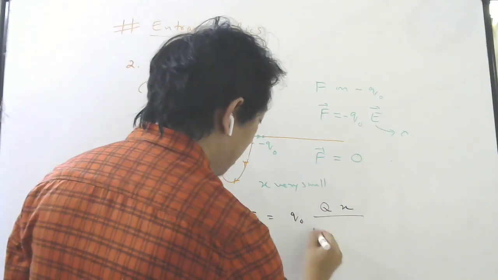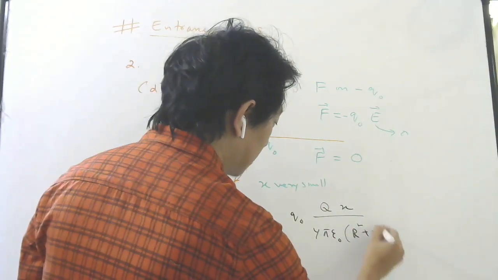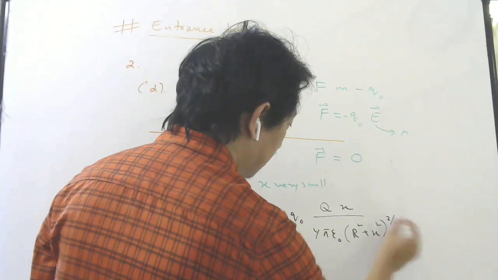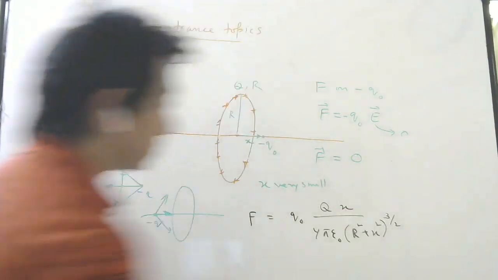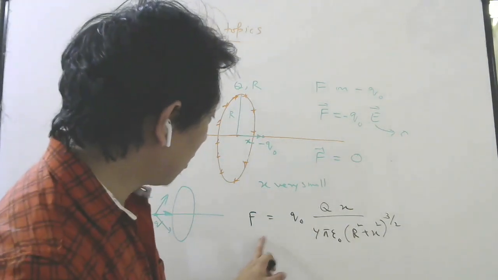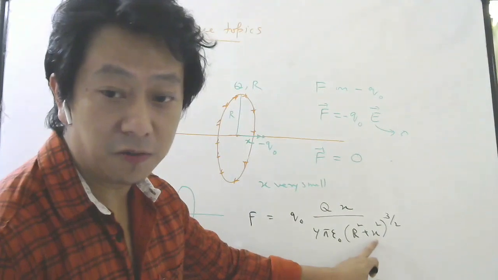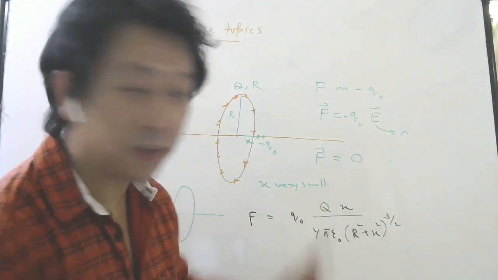Qx divided by 4 pi epsilon naught (r square plus x square) power 3 by 2. Right, just now I did. Now, clearly if you see, force is not proportional to x right now, because there is x square also. Here also a variable is there.